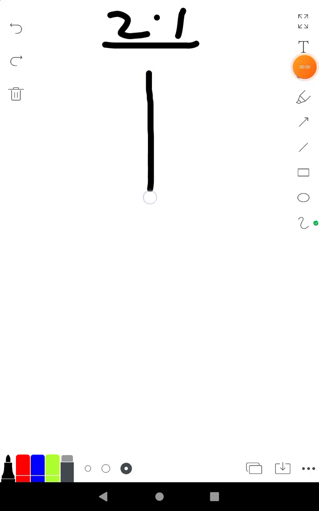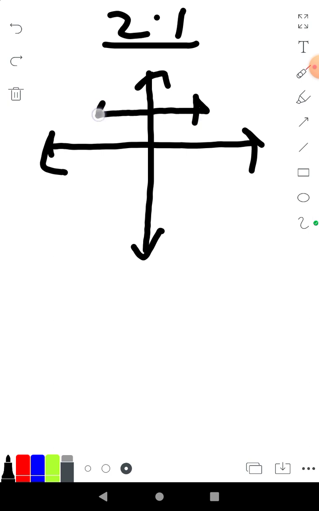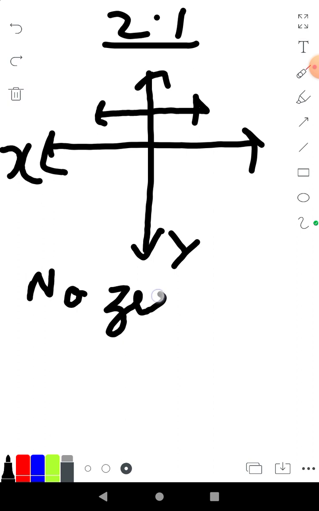The exercise number 2.1, the question over here is in the form of a graph. So first let's draw the graph over here. So this is a graph, this is the x-axis and this is the y-axis. Now in the question it has asked that we have to find the number of zeros. So how to find the number of zeros?